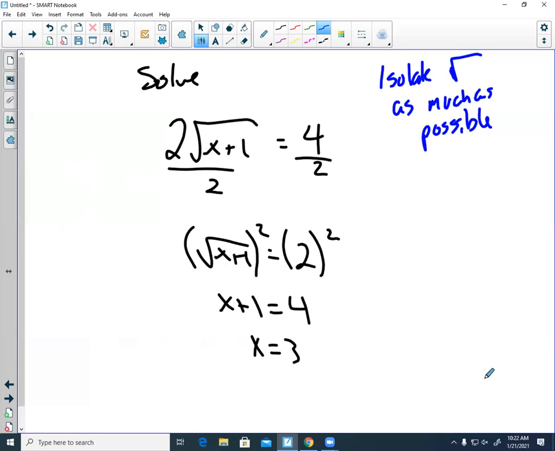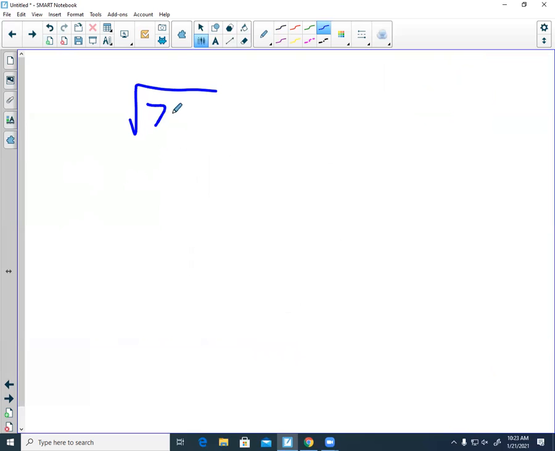The next one is a little bit more challenging, okay? So the next one is a little bit tougher. So let's say that we have something like this. Everybody good here? Oh, wait a second, just in case. So now this one, notice how we have a radical.